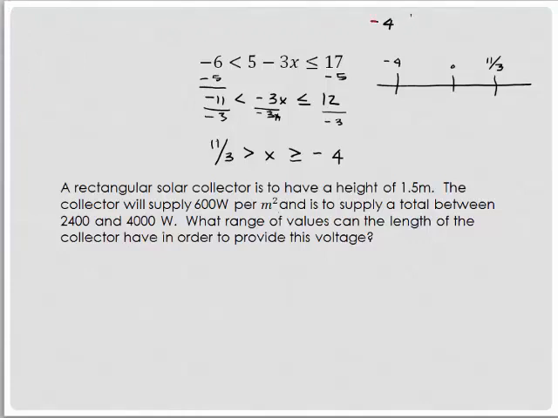-4 is less than or equal to x, which is less than 11/3. That may be what I had up there. I'm not sure. Okay, so x is actually between -4 and 11/3. I think that's what I had. So it's a solid dot here. And it's an open dot here.